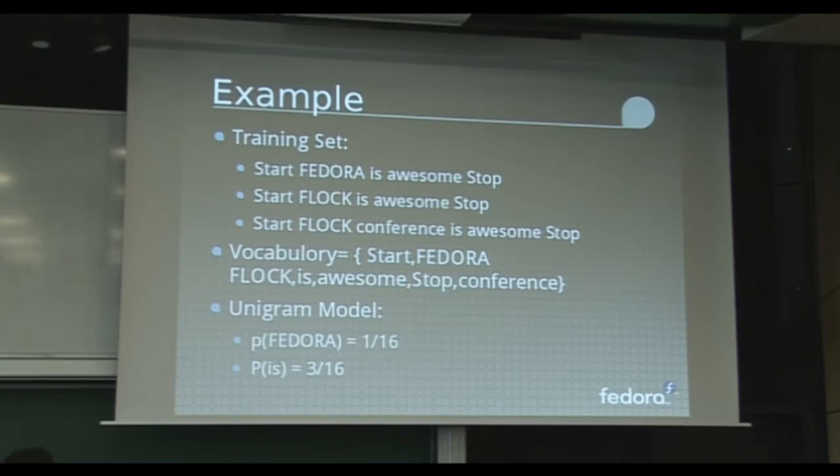So let's calculate the probability of the word Fedora in the entire corpus. Its probability is 1 divided by 16. Because the number of occurrences of Fedora in the entire corpus is only once, and the number of words in the vocabulary is 16. So similarly, if you calculate the probability of the word is, it has occurred 3 times in the entire corpus, and the number of words in the corpus is 16. So it's 3 divided by 16. I have just made the unigram model for this small corpus.